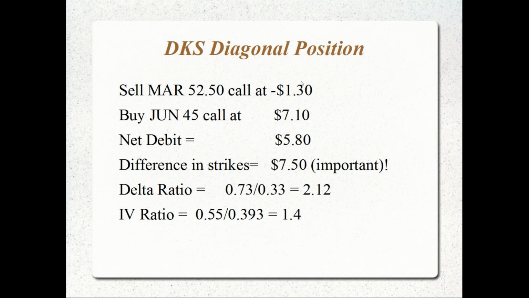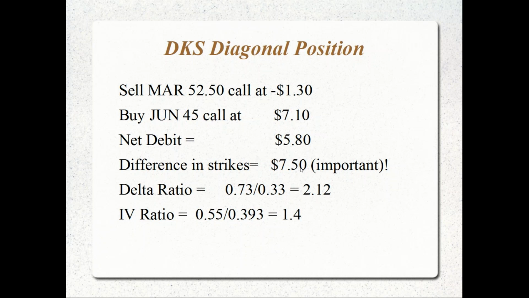Okay, but what does our structure look like? Let's stay with DKS for now. Looking out in the near term, I might sell a March 52.5 call at 1.30, and at the same time, I'd now buy a June 45 call at 7.10. Now this gives me that higher net debit of 5.80. But I have a difference in strike prices of $7.50. So we're buying a 45, I'm selling a 52.50, and that's going to be important.